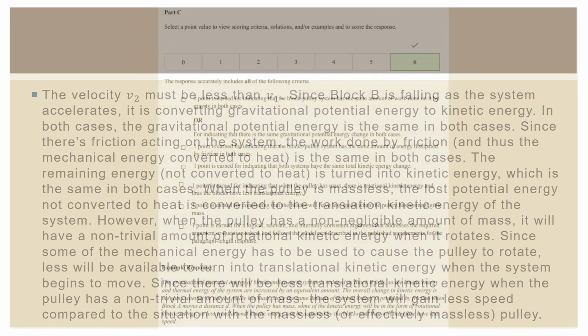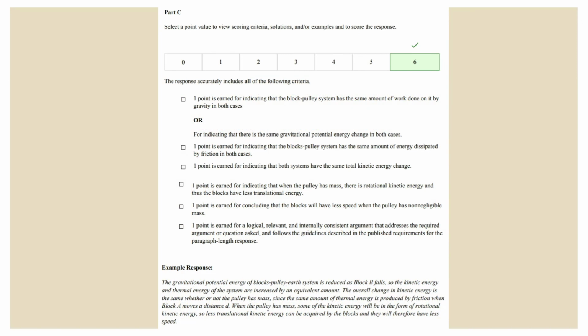All right, so looking at the scoring guide, they basically cover all of the bases that I just did. You get 1 point earned for indicating that the block pulley system has the same amount of work done on it by gravity in both cases. I think that's stupid. Why would you not consider the Earth to be part of the system? Of course, you could talk about gravity as doing external work if you make the Earth not part of the system, but I would just say, well, as I did, the second part here, for indicating there's the same amount of gravitational potential energy change in both cases.